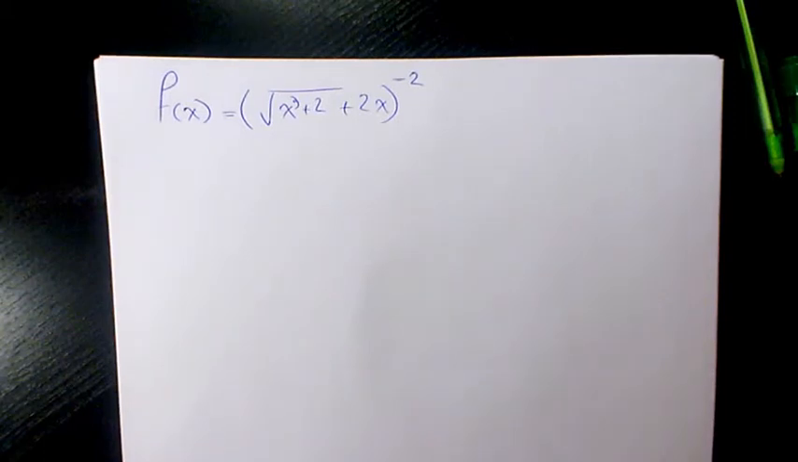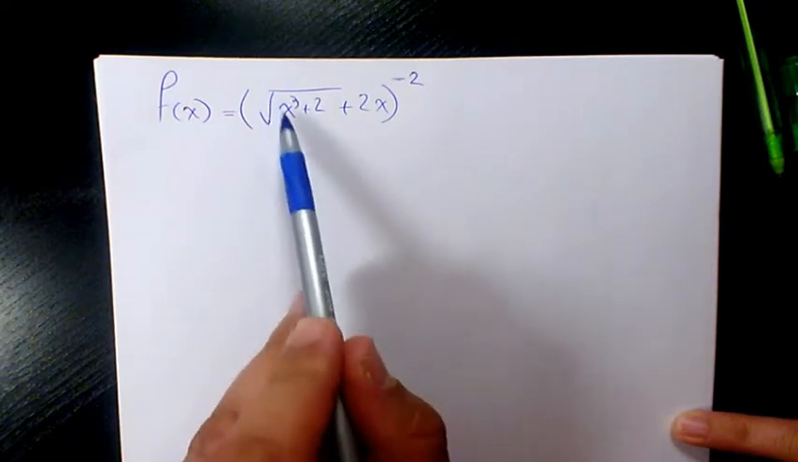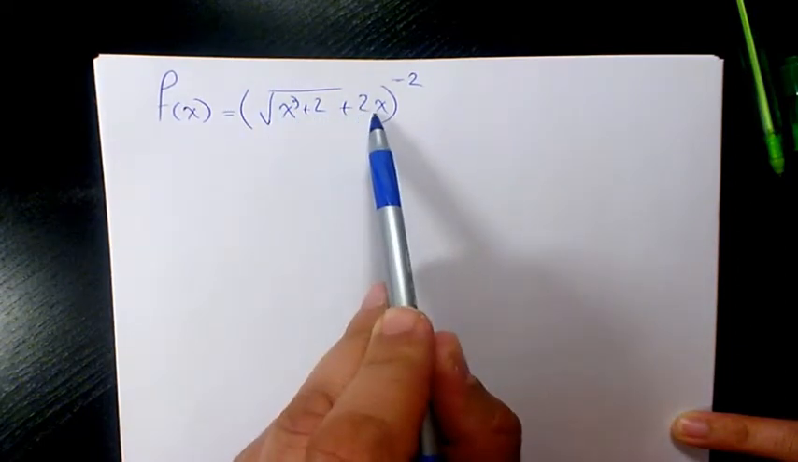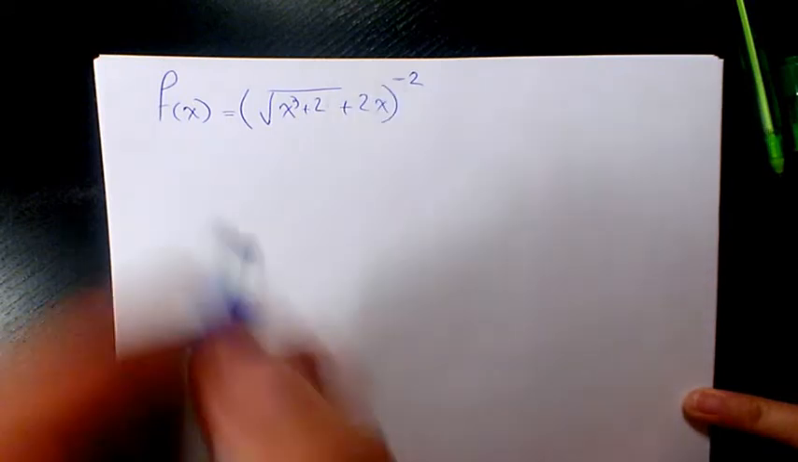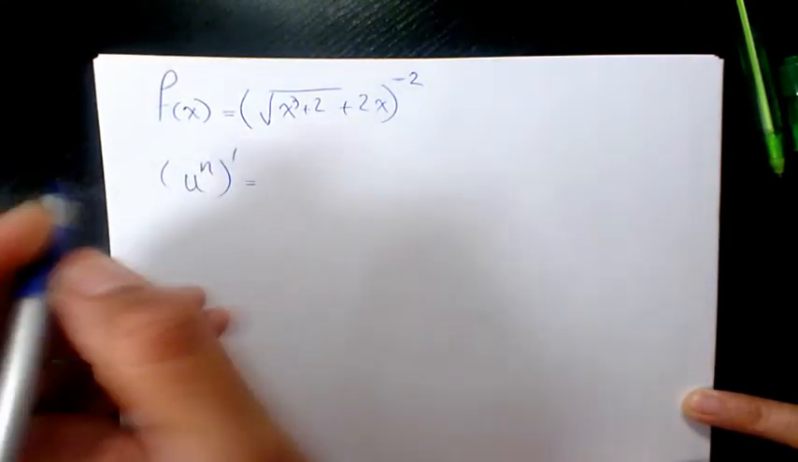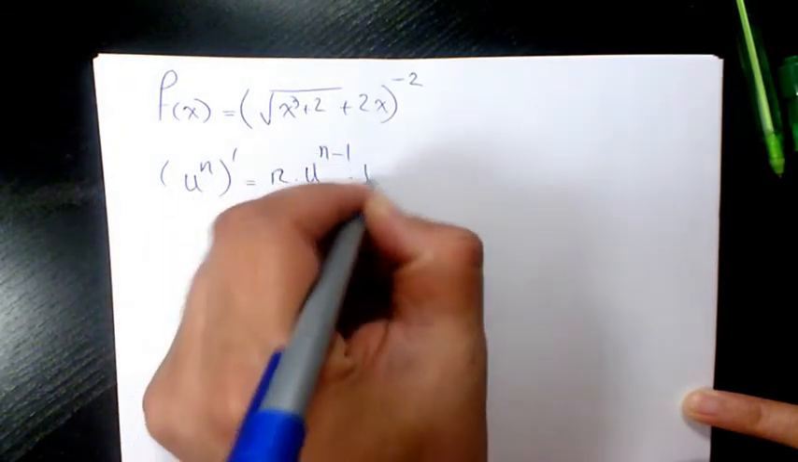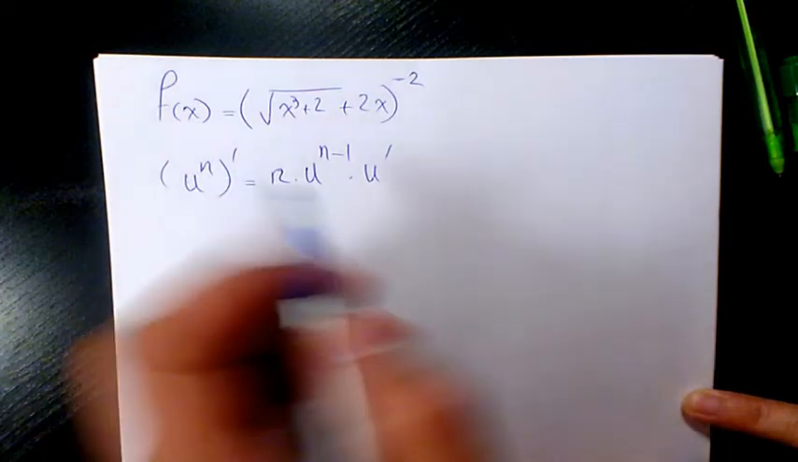Welcome to another video. In this video I want to show you how to find the derivative of square root of x cubed plus 2 plus 2x to the power of negative 2. So you know when you have u to the power of n and you want to find the derivative, it's going to be n times u to the power of n minus 1 times u prime. So we do the same thing here.